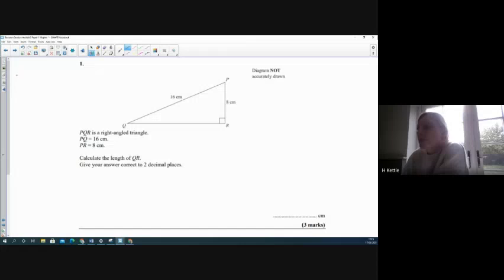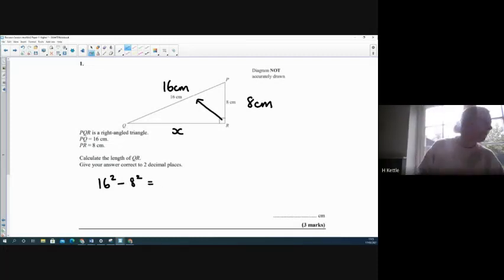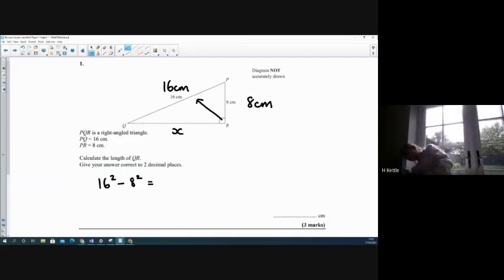Okay, next question. This is going to be Pythagoras. So we've got 2 sides and we want to know the third side. I know that this side is 16 centimeters, this side is 8 centimeters, and we're being asked to find the length of QR, which is this side here. Because I'm being asked to find the shorter side, remember that opposite the right angle is the hypotenuse. So we're going to do 16 squared, take away 8 squared. Okay. Let me just grab my calculator.